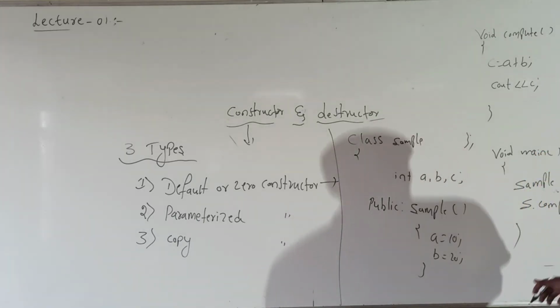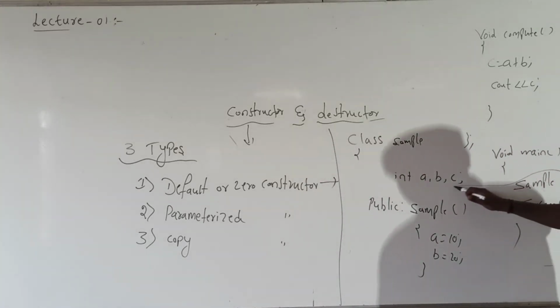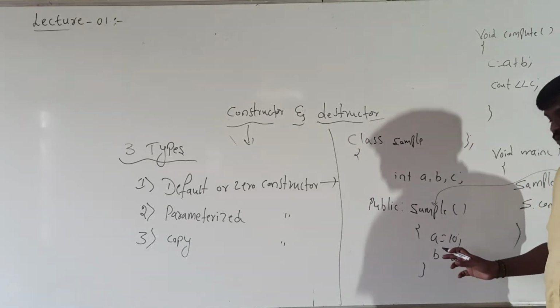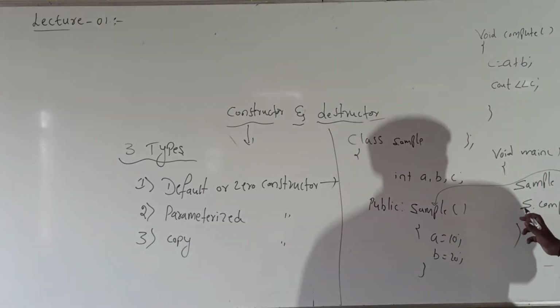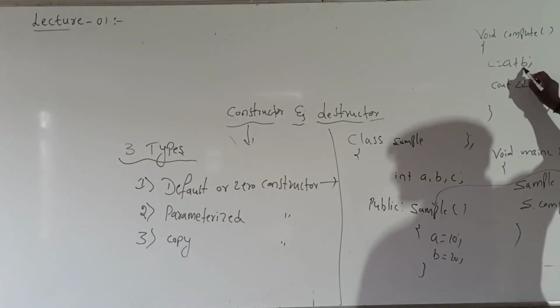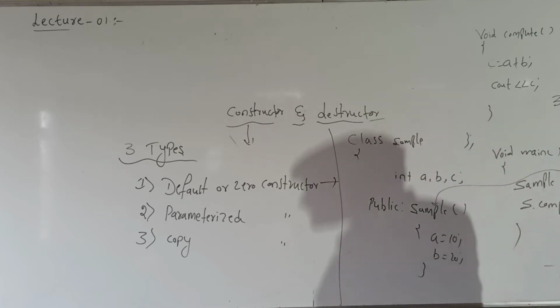Okay, so see here, sample s means it will call the constructor. 10 is stored in A and 20 is stored in B. S dot compute means it will call the compute function. 10 plus 20, 30 is stored in C. Finally, it will print the result as 30.